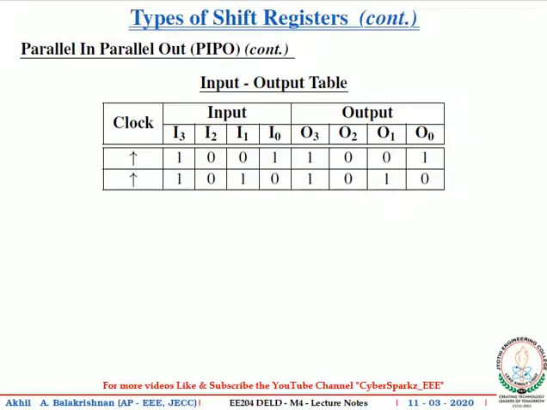Now let us have the input output table of a PIPO shift register. If you give the input as 1001, in the first clock pulse itself your output will become 1001. Now if you want to give another input data during the second clock pulse, you can give it as say 1010 and correspondingly the output will become 1010. So this completes the operation of a parallel in, parallel out shift register.